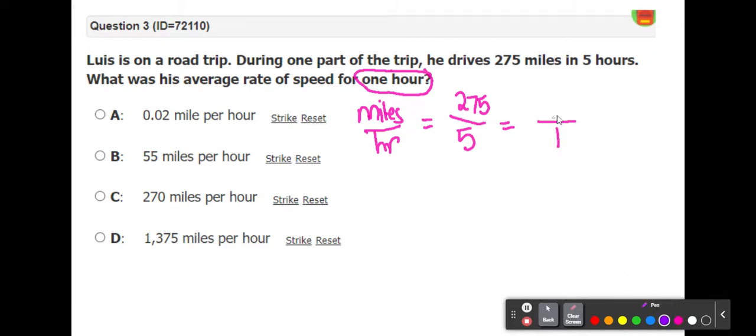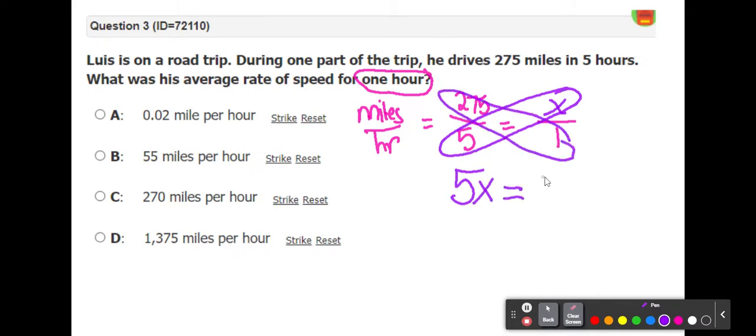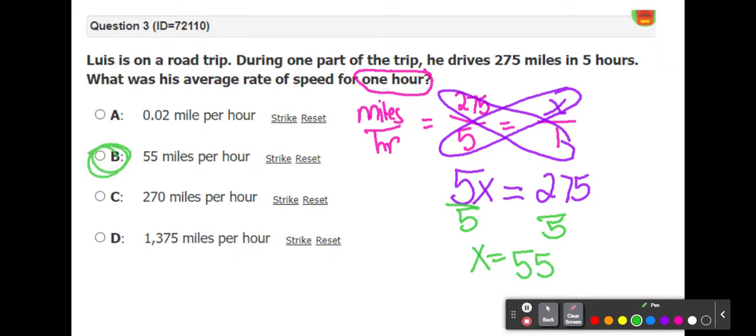And then I'm going to cross multiply to find his average speed, how many miles per hour. This is where you cross multiply and you write your answer down. 5 times x is 5x. 275 times 1 is 275. Solve a simple one-step equation. We've been doing this all year. Divide both sides by 5. And x equals 55. So his average was about 55 miles per hour.